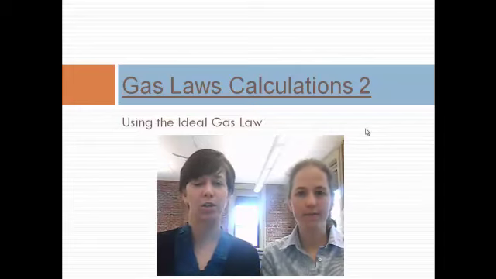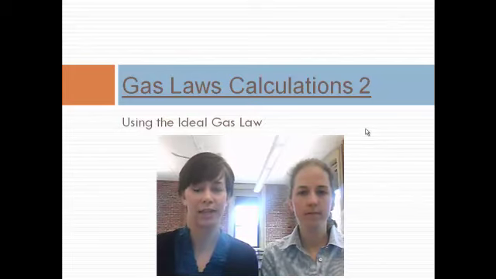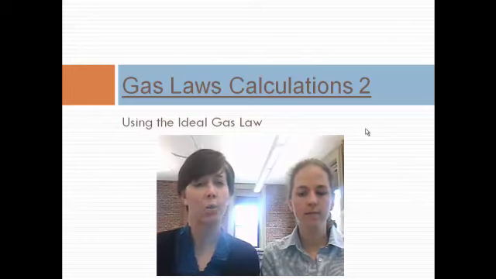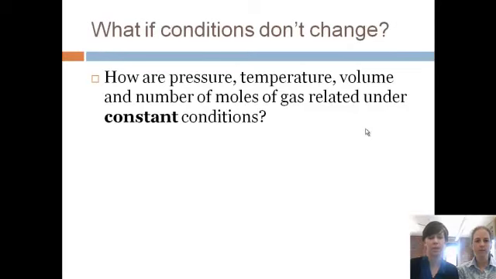In this video, you're going to learn how to do gas laws calculations using the ideal gas law, which relates those three variables plus number of moles, so that's N, when conditions don't change. So what if conditions don't change? How are pressure, temperature, volume, and number of moles related under constant conditions?